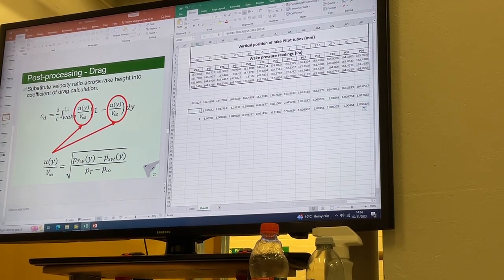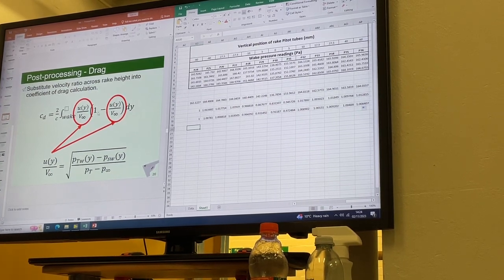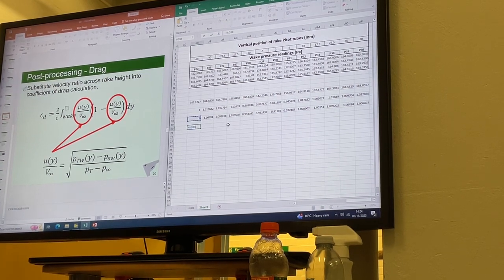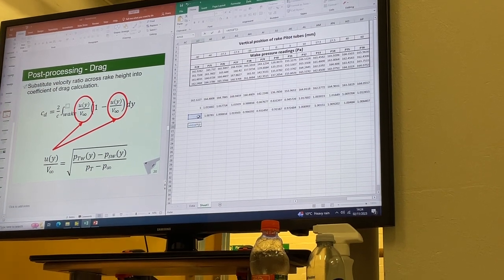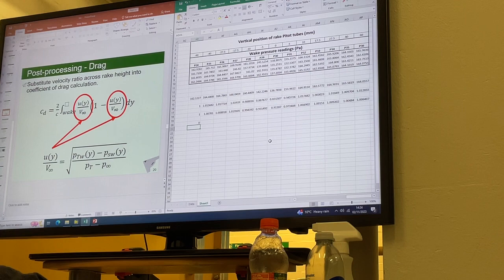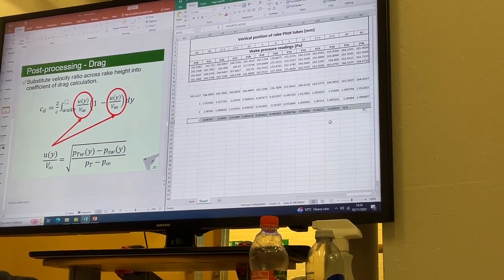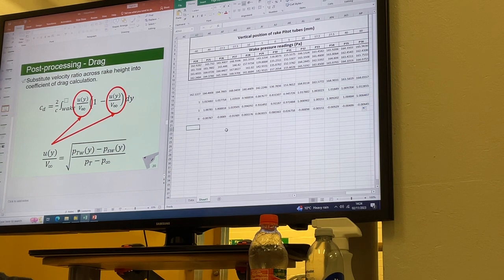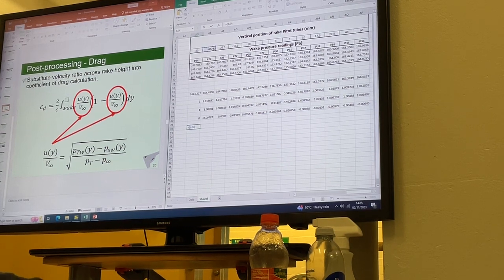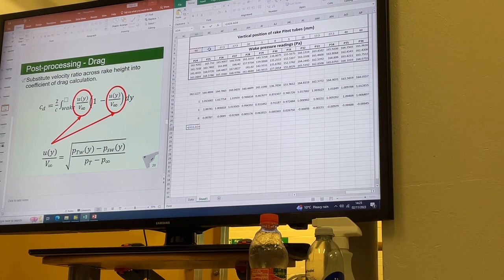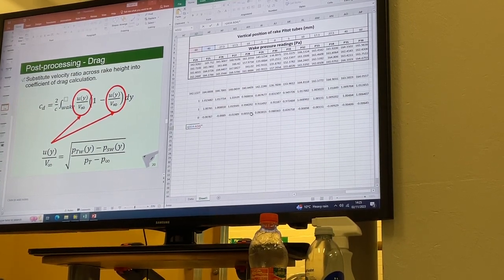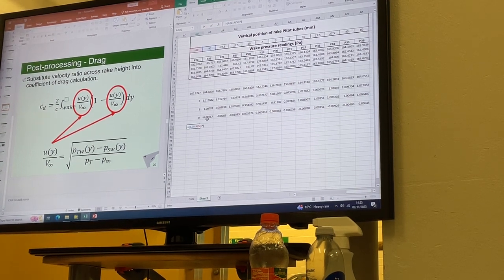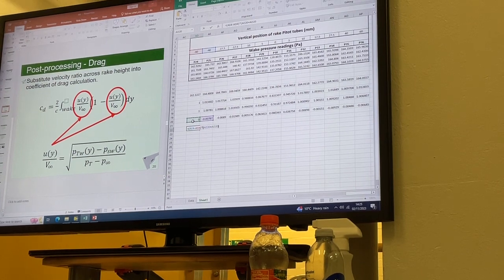So you first need to do this internal thing, then you do the square root of that, then you get this velocity ratio. And now you need velocity ratio multiplied by 1 minus velocity ratio, which is this multiplied by 1 minus this. Obviously the first one should be 0. Now you have the inside of this integral. You have to do your trapezoidal rule now, which is y delta y, which is ae minus ad in this case, multiply by this plus this divided by 2.